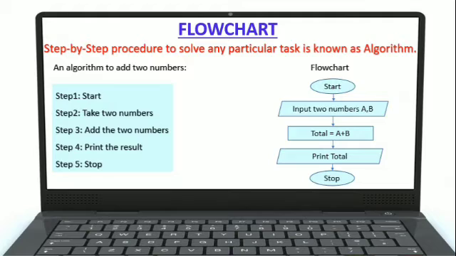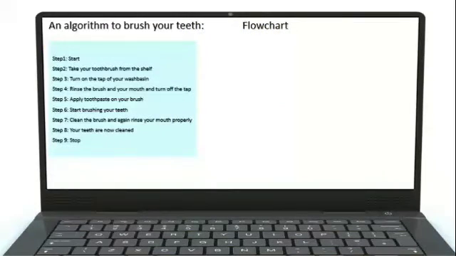So that is how we can convert the algorithm into a flowchart, and flow lines will be used to connect these different shapes. Let's see the next example. Algorithm to brush your teeth. How we can do it? How we can convert it into the flowchart?